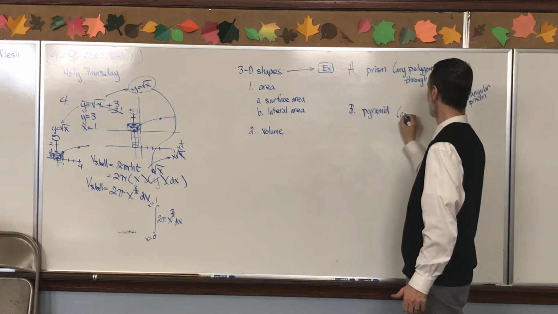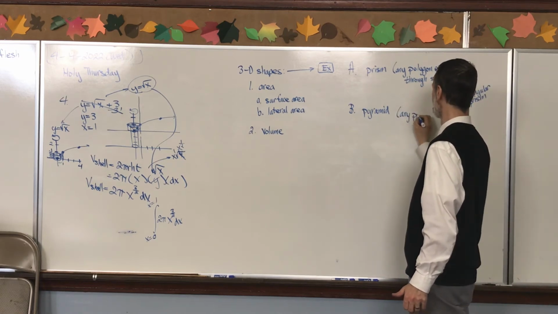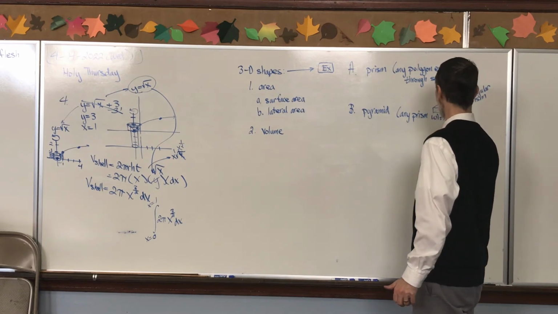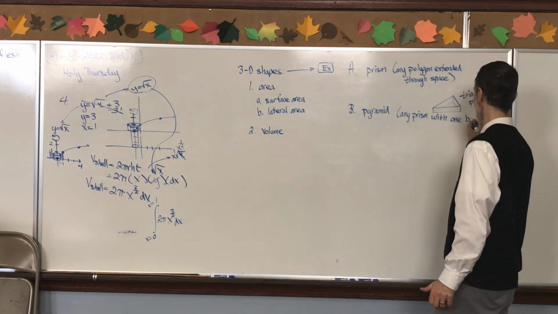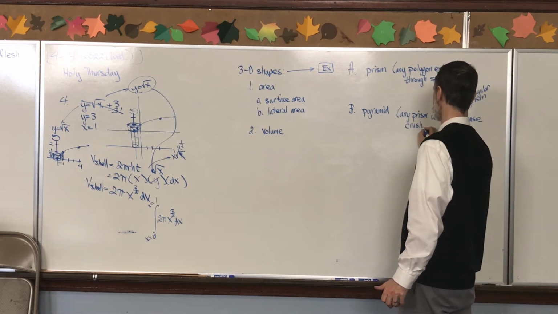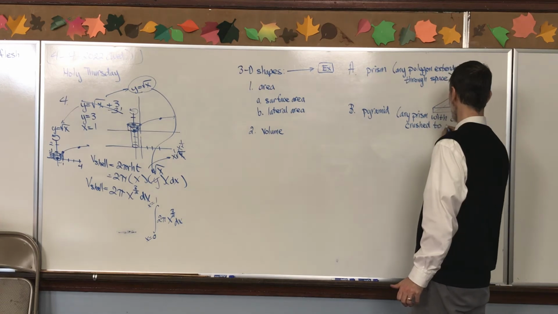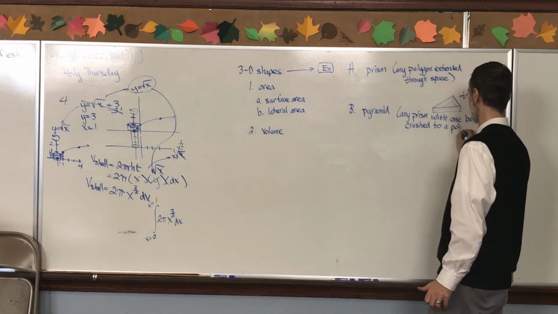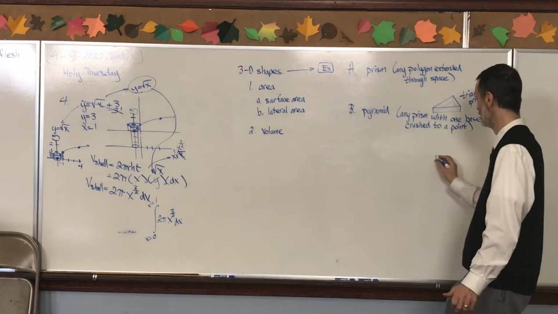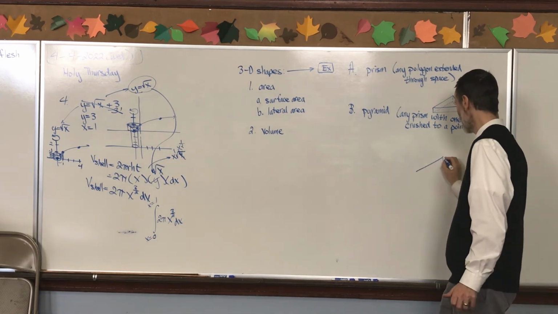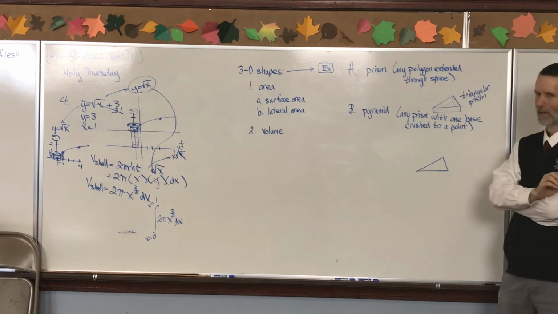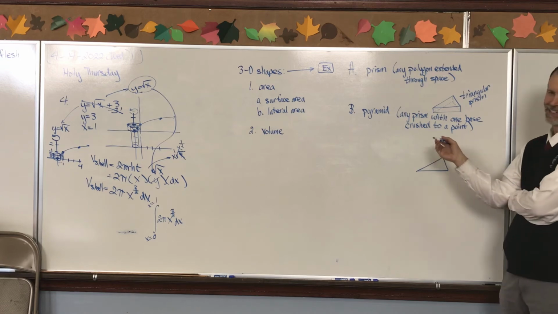A pyramid is any prism with one base crushed to a point. Drawing these is a little on the tricky side. Try that same kind of triangle we had before. Now, I didn't do the dotted things because it's hard to tell.